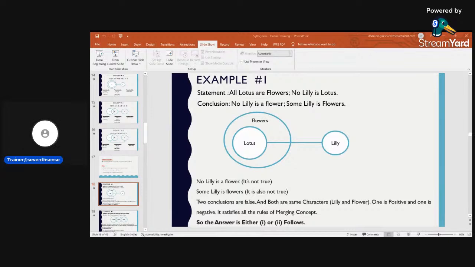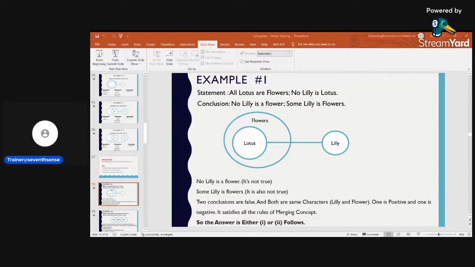Whenever a possibility or 'can' comes in the conclusion, we need to check this table. Just remember, whenever a word like possibility or 'can' comes in your conclusion, it's always true. So consider that conclusion as true, right?